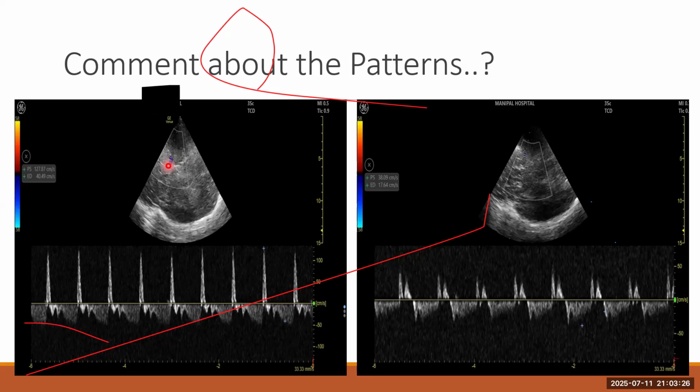No, we usually see, as you told, that lighthouse sign. Whenever there is a high ICP, you would be seeing that alternate red and blue pattern. So possibly the image was just captured, or let's say I just froze the image during the diastole.